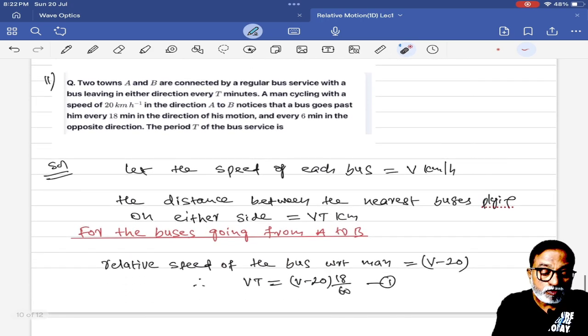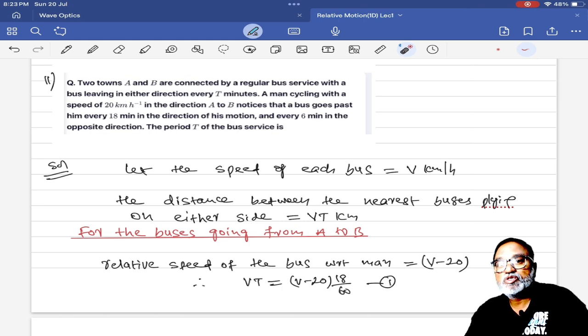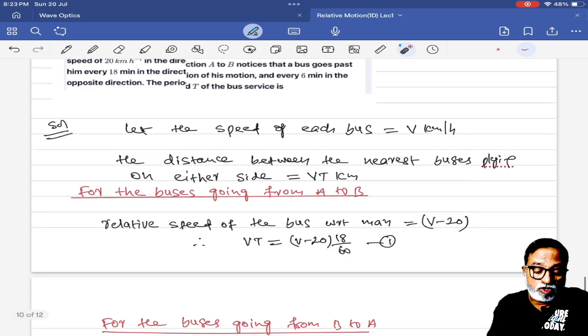Next one. Two towns A and B are connected by a regular bus service with a bus leaving either directions every T minutes. A man cycling with a speed of 20 kilometer per hour in a direction A to B notices that bus goes past him every 18 minutes in a direction of his motion and every 6 minutes in the opposite direction. The period T of the bus. See here, this is a problem given in 2025 NEET exam లో ఇచ్చాడు. ఇది యాక్చువల్ గా మనకు NCERT టెక్స్ట్ బుక్ లో ఉంటది.